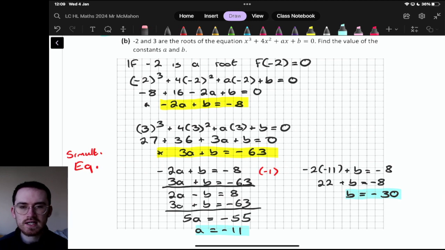But I suppose the takeaway at the minute is that idea of subbing in the minus 2, working through it, and then moving to that simultaneous equation, and being able to do this again if we saw it in another question.